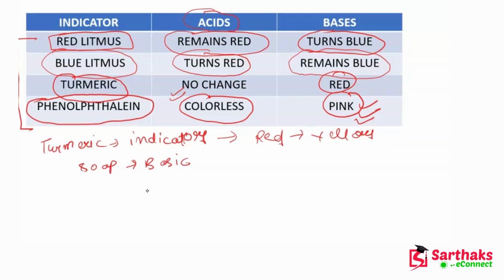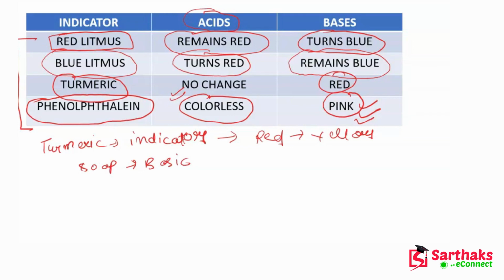Red litmus turns blue in a basic medium, and blue litmus will turn red in an acidic medium. Turmeric has no color change in acid, but with bases it will turn red. Phenolphthalein is colorless in acid, but in bases it will become pink. So I hope guys these things are clear to you.